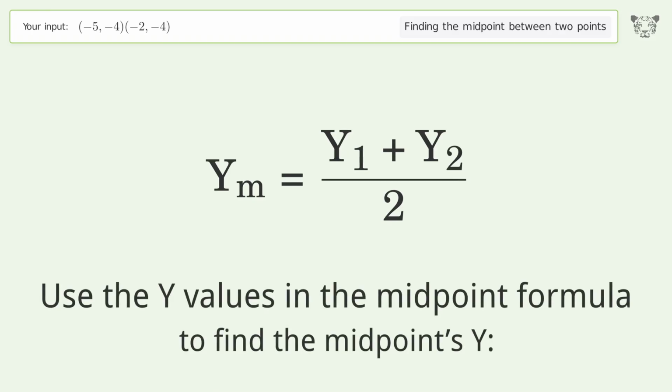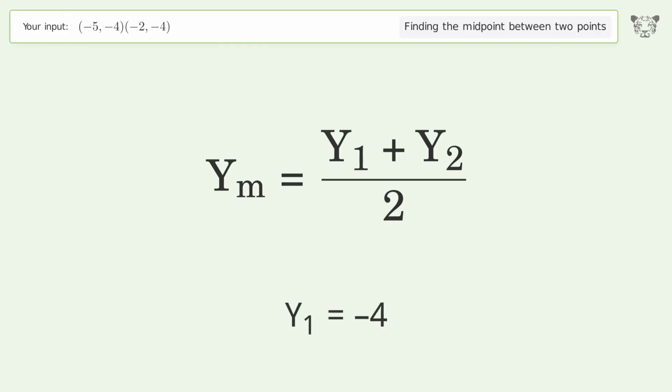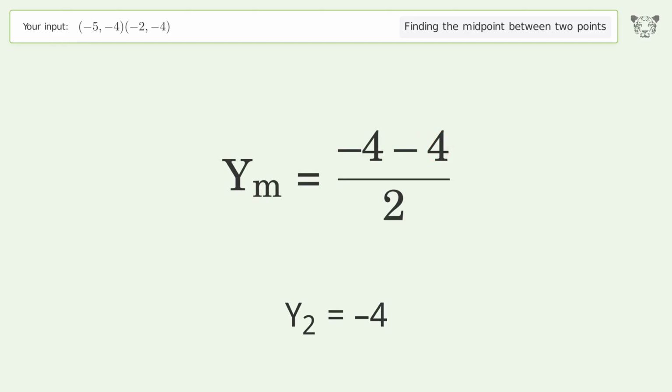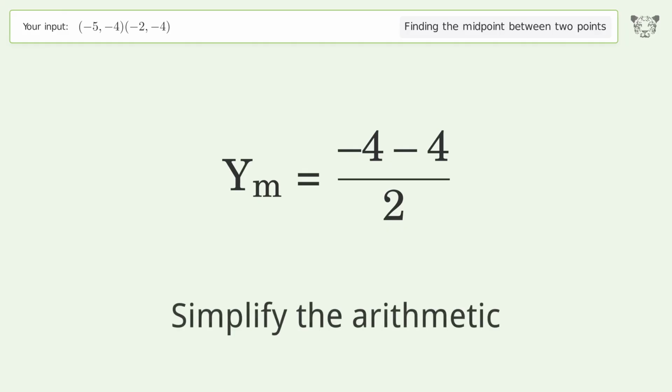Use the y values in the midpoint formula to find the midpoints y. y1 equals -4. y2 equals -4. Simplify the arithmetic.